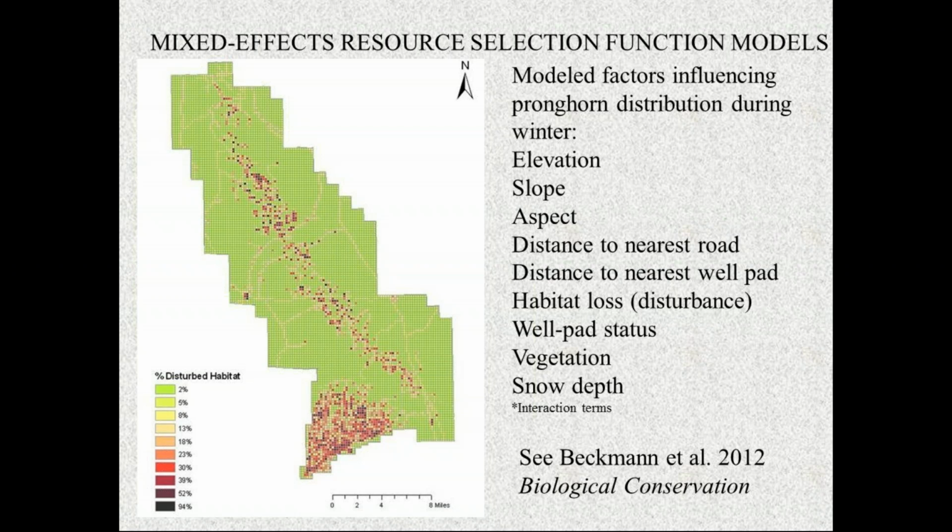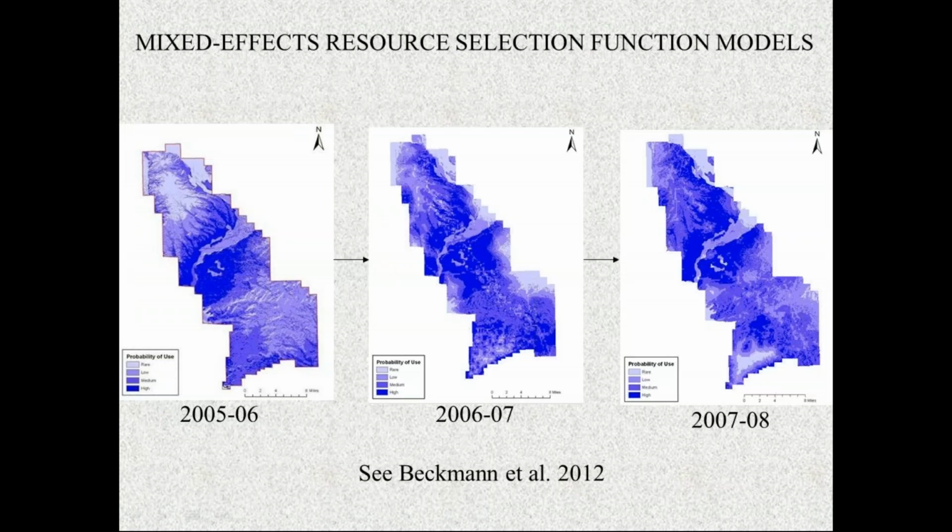And then we looked at things like distance to nearest road and well pad, and then habitat loss, which was based on the percentage of disturbance in a 300 meter by 300 meter grid. And you can read all this in a paper we published in 2012. But the take-home message of this, if we look at the resulting models mapped out, higher probability of use in the dark blue, lower probability in gray. What we saw is an abandonment by pronghorn of crucial winter range over time due to development and habitat fragmentation.